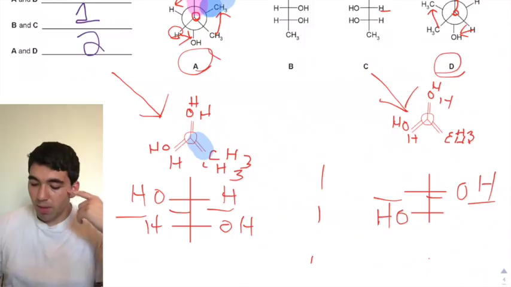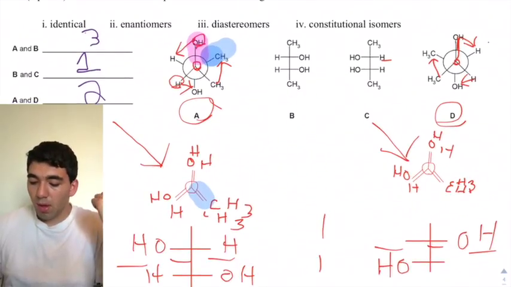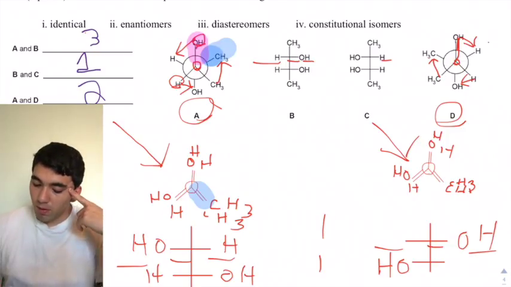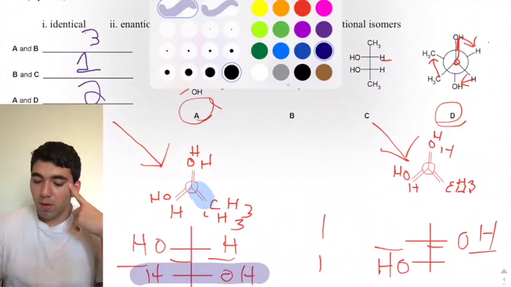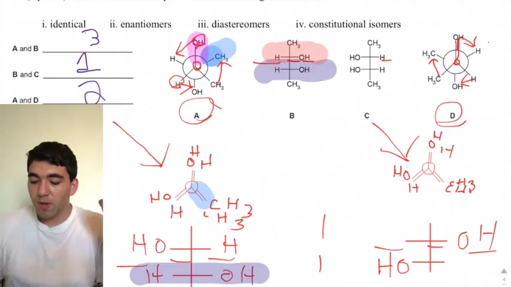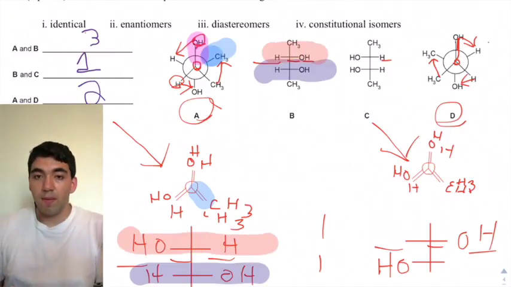And now if I wanted to compare the next one, before A and B, if I compared the Fisher projections, I would see that this one has a meso, and here the bottom rung is the same, but the top rung is different. The arms switch positions. The OH is on the right here, and here it's on the left. So that means I have one different handedness. If I have just one different and one the same, that means I have diastereomers.